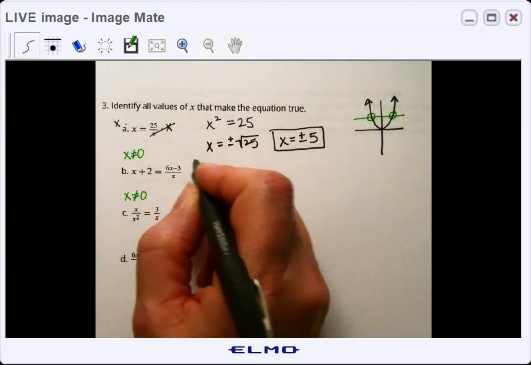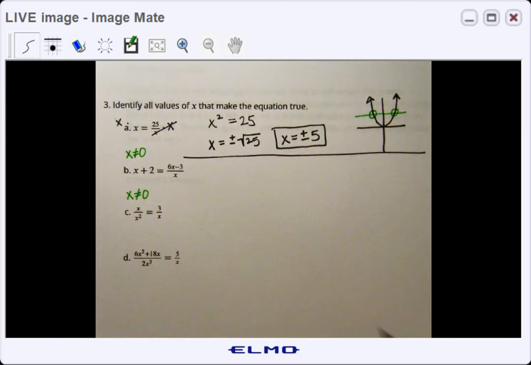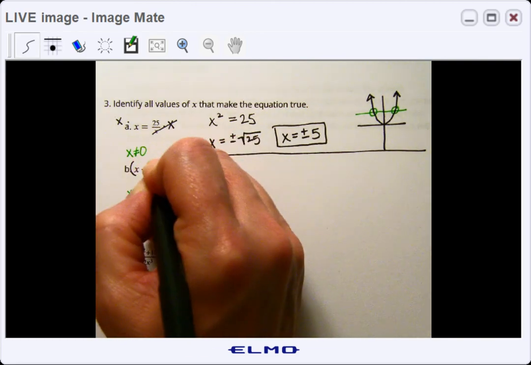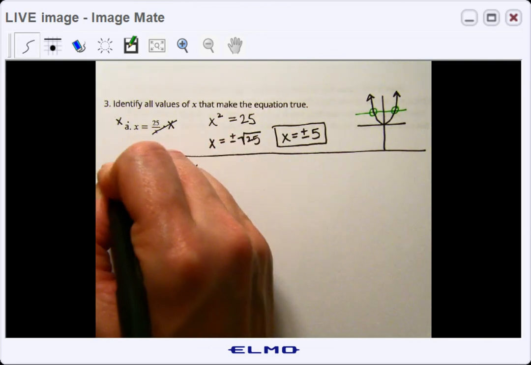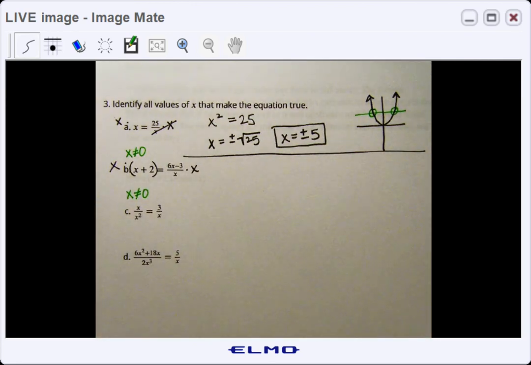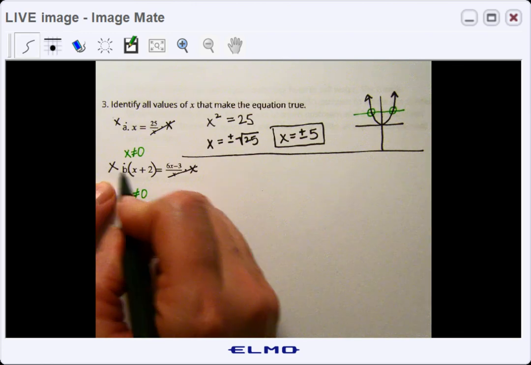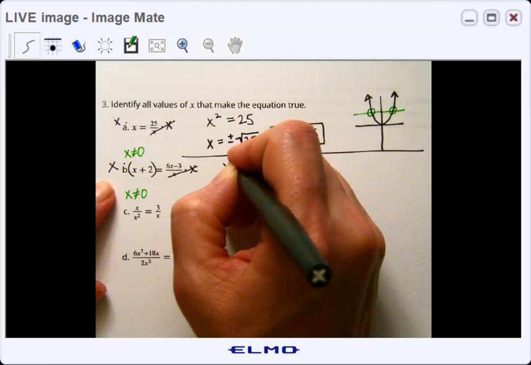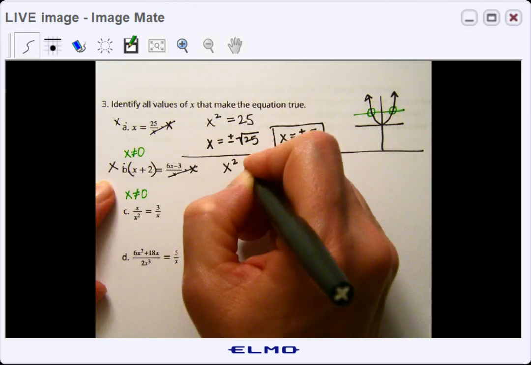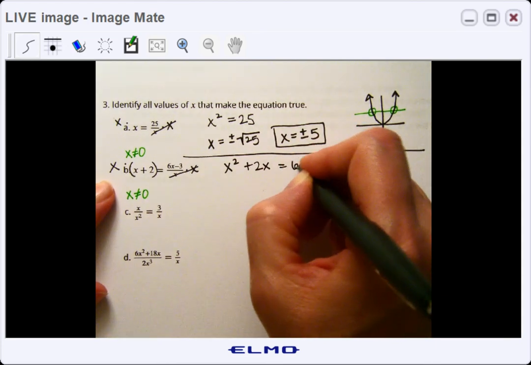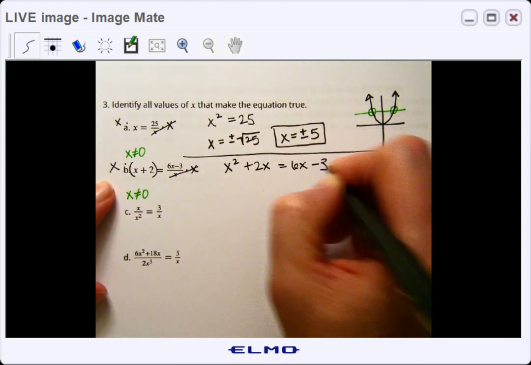All right, on problem B, we are also going to multiply both sides of the equation by x, but let's remember that's a quantity. So when we multiply it by x, we need to distribute. These x's are eliminated. X times x is x squared. X times 2 is 2x, and that is equal to 6x minus 3.